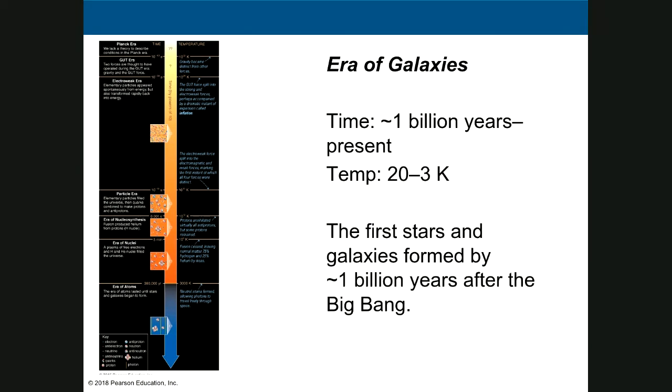The era of galaxies is 1 billion years to present, and the temperature has gone all the way from 10 to the 38 Kelvin to 3. But again, you'll notice the percentage drop is not that big. We're talking from 1/1000th, 1/10th of 1% to about a 1% drop in the previous era, and here we only lose about 90% instead of 99.99999% of our temperature. The first stars and galaxies formed by 1 billion years, but there's all sorts of information to be gotten from James Webb in that era of the universe.